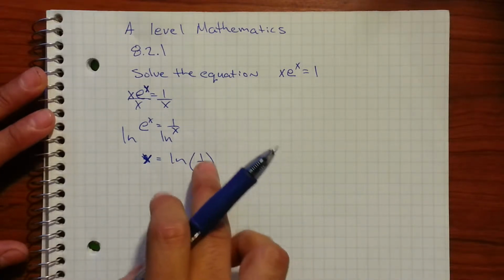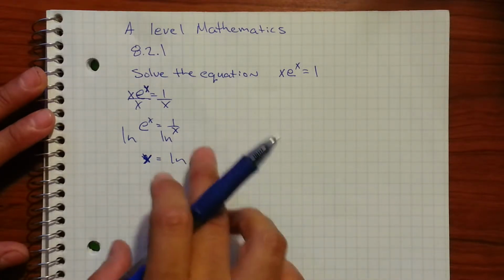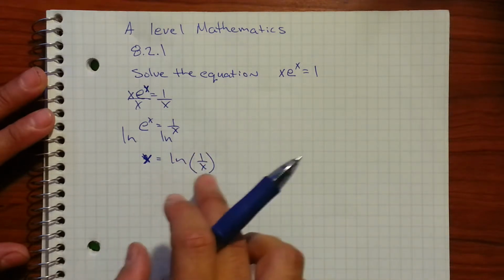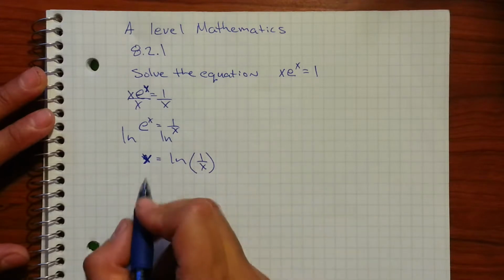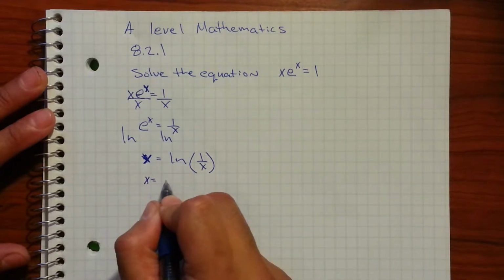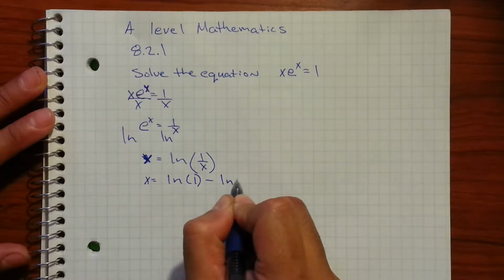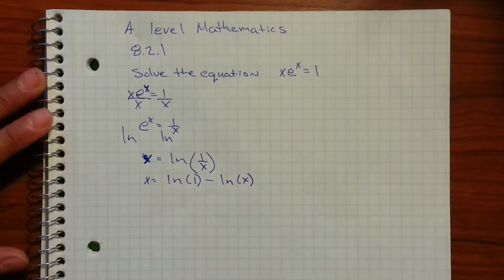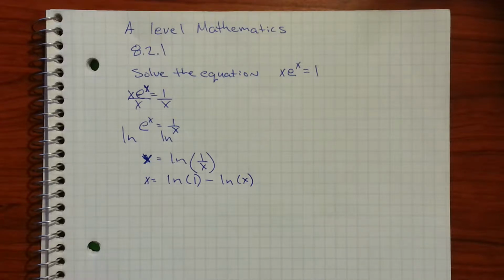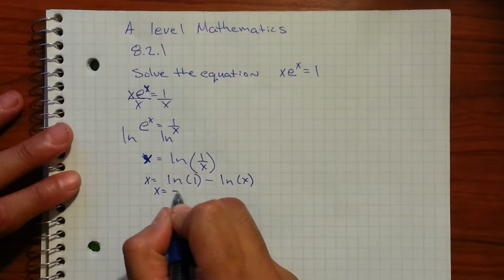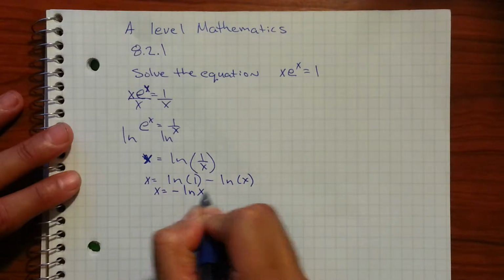And I know that because this is division, I could separate my ln. The log rule says that this can turn into a minus. So I get x equals ln 1 minus ln of x. And we should know that ln of 1 is going to give me 0, so that's going to go away. So I get x equals negative ln of x.